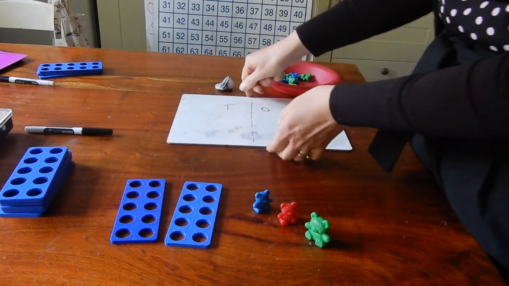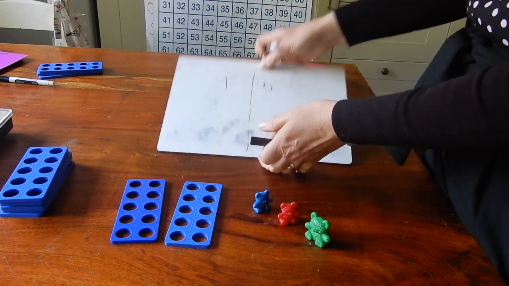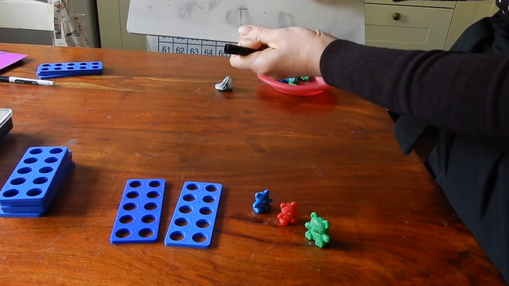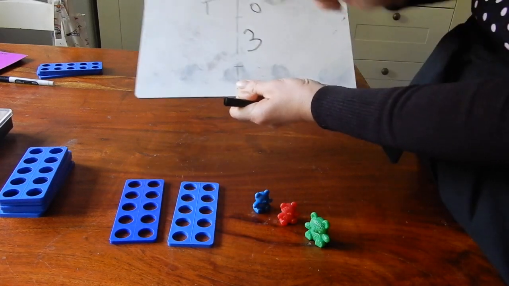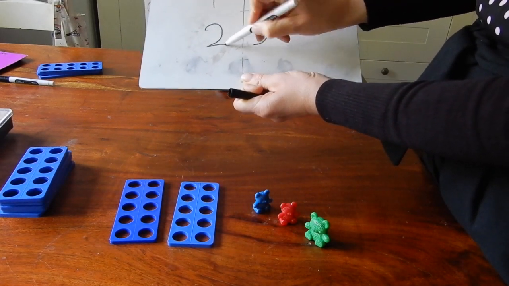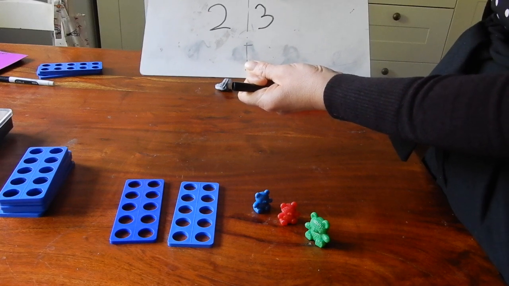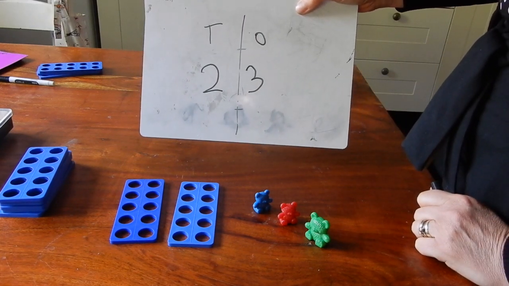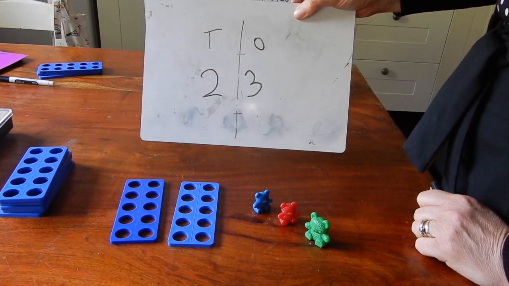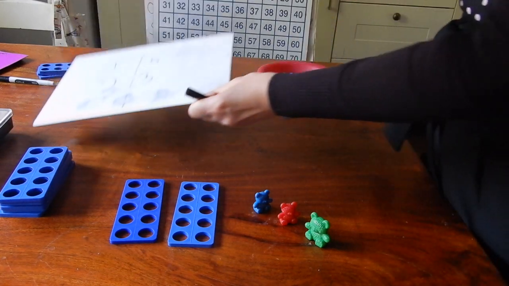Okay, so I've got 3 little ones with my teddy bears, so 3 goes in my ones column. And how many lots of 10 have I got? 2 lots of 10. So my 2 lots of 10 goes there. 23. That's my number representing my Numicon and teddy bears there. Okay, let's try another one of those.